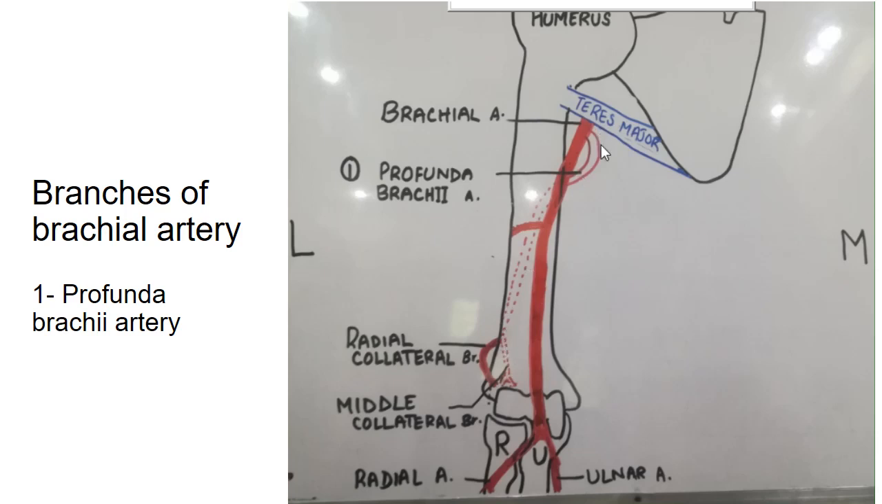Right? So this one was the profunda brachii artery, the first and largest branch of the brachial artery which passes through the radial groove on the posterior aspect of the humerus. At this point, it is dividing into 2 terminal branches. The radial collateral branch which comes on the anterior side of the lateral epicondyle and the middle collateral branch which runs on the posterior aspect of the lateral epicondyle of humerus. Both these arteries take part in anastomosis around the elbow joint.